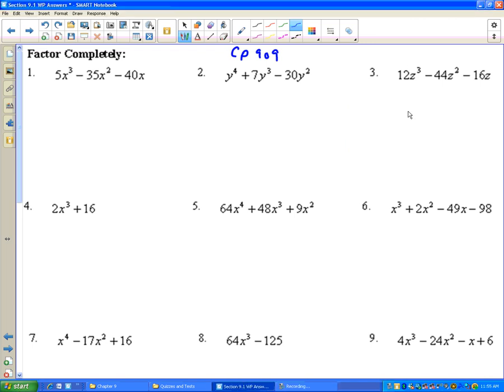So we want to start by factoring completely. I want to take out 5x cubed minus 35x squared minus 40x. I want to take out a 5x, and that's going to leave me x squared minus 7x minus 8. Now I'm going to have to ask the question, what multiplies to be negative 8 and adds to be negative 7? Well, that's going to be the factors x minus 8 and x plus 1. That's fully factored.